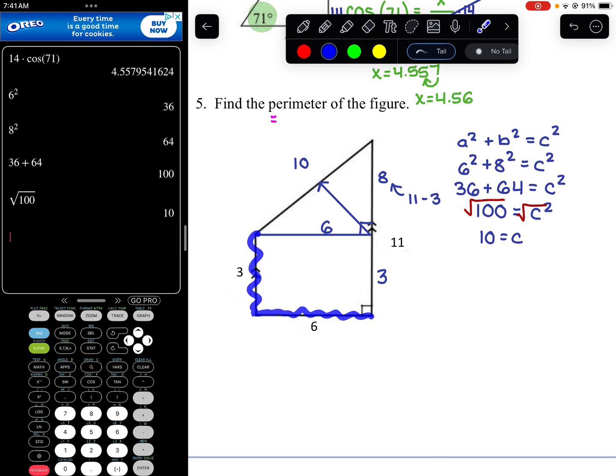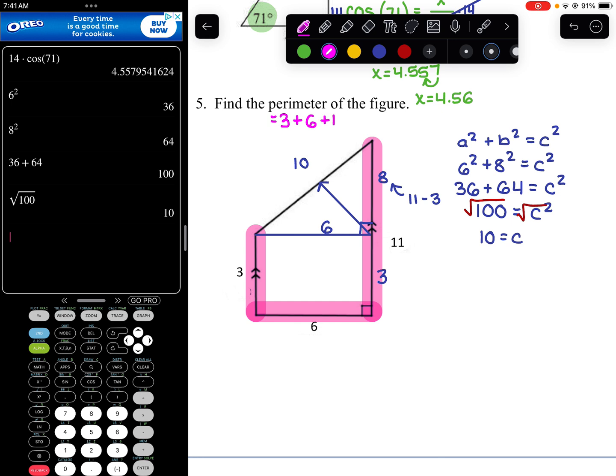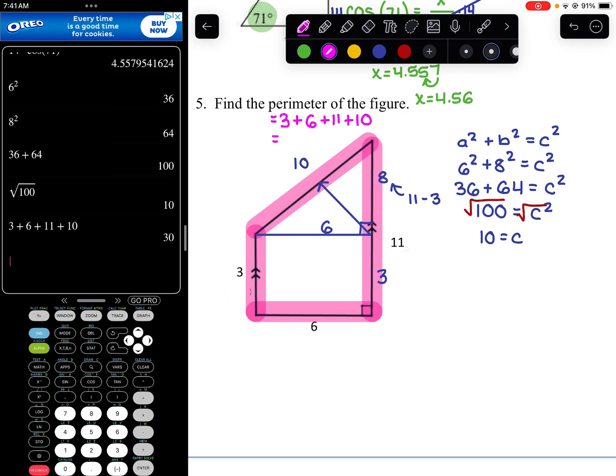3 plus 6, and then we want to add up this long side, which has an entire length of 11, plus this 4th side, which we just calculated was 10. Now we can add up all 4 sides to get a total perimeter of 30.